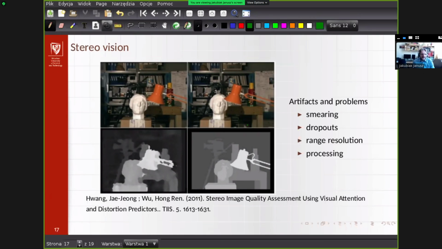Here we can see more or less how this method looks like. We have a left image, right image. You can, for example, notice the lamp and the sculpture. There is a difference between this left and right image. The lamp has moved a little bit more, so it means that it's most likely to be closer.